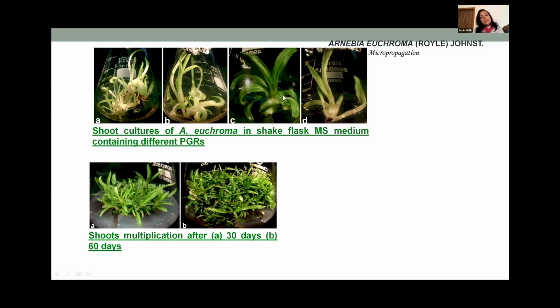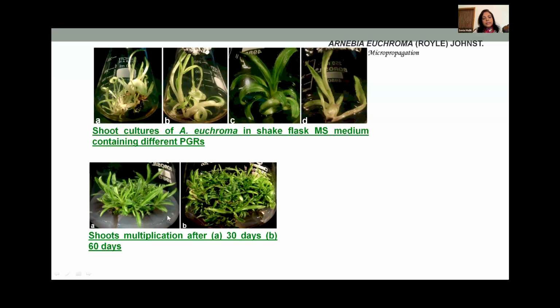But because the ultimate aim is to transfer them to the outside, they should be green and stout enough to survive outside. And here, although the shoot multiplication is a little higher than here, overall in this morphology you may see that the shoots are not that green, they are a little pale, and they are very thin also, and they are translucent due to the presence of the liquid media and the hypoxia. So here we selected this media and took it further for the growth.